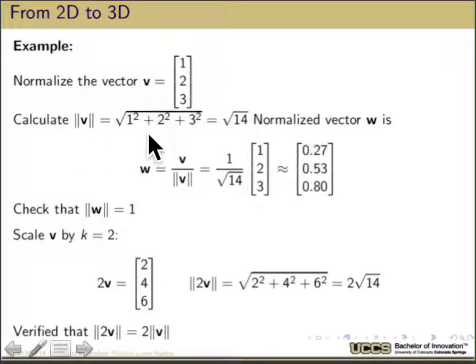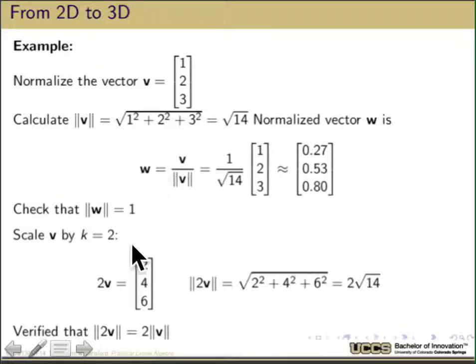I can compute its Euclidean norm, which is the square root of 1 squared plus 2 squared plus 3 squared, which is the square root of 14. And then I can make a new vector, W, which is V divided by the norm of V, which is these numbers over here. And we can check that it has a norm of 1 by just squaring each of those numbers and adding them up.